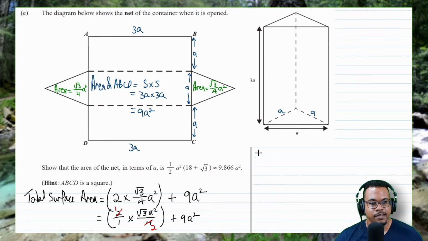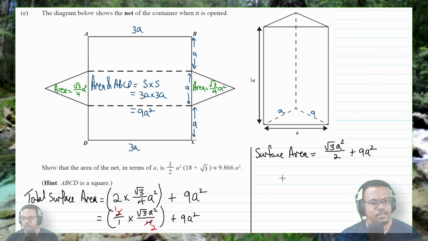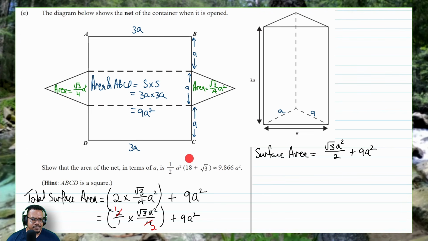All right, so I'll have that my surface area is equal to square root of 3a squared over 2 plus 9a squared. Now what I could do is look at the answer that they give me and see how to put it in this form. I'm seeing that a squared is common to both terms. So what they did is they factor out the a squared, and also factor out a half. I'll show you what was done.